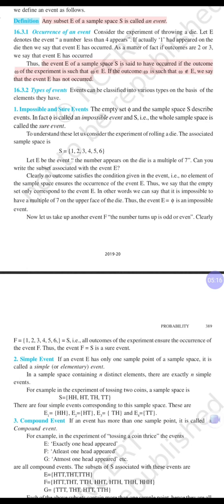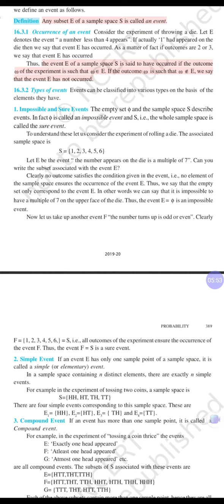Now let's talk about simple event. Simple event means the event has only one element, as it is written here: e1 equal to HH, e2 equal to HT, e3 equal to TH, e4 equal to TT. So these events are called simple events. That means if you say that I want to throw 2 coins and I want heads on both the coins, there is only one condition, no?